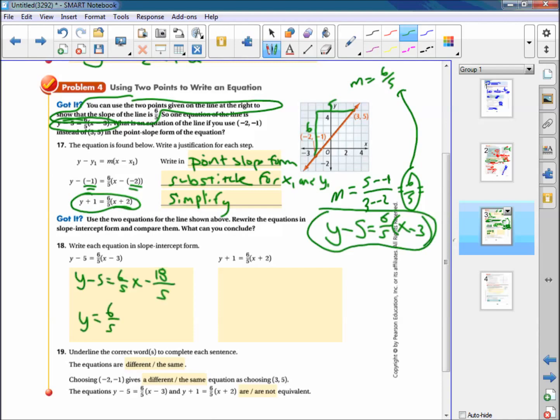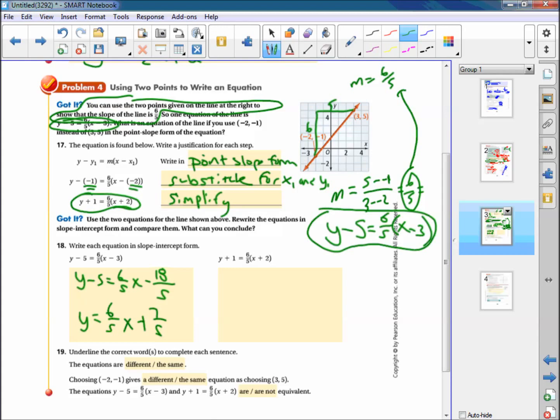So that's going to be 6/5 x. And 5 is the same as, let's see, we want a 5 on the bottom, so 25/5. So negative 18 plus 25 is going to give me 7/5. All right.